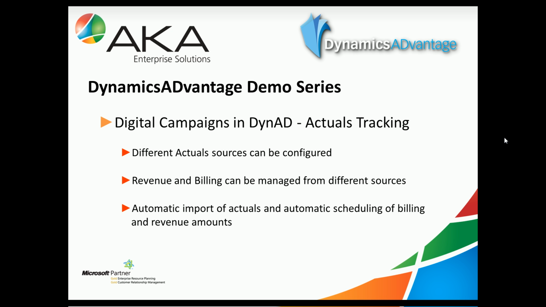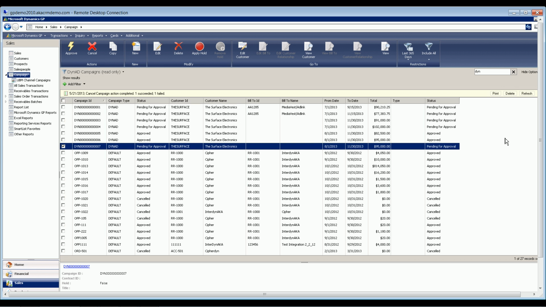Once those actuals are uploaded, and there are automatic ways to upload those actuals from your ad servers into Dynet, the billing and the schedule are automatically scheduled based on what has been delivered, has been received. And reporting is also enabled to show those actuals as they are tracked in the system. So let's go to the application, and we're going to open one of our campaigns.